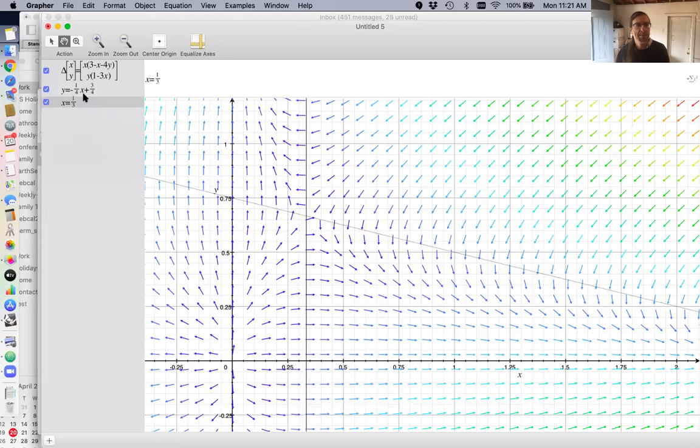There's the other one. Right, so there are those two nullclines. And you can see they intersect right there where the vector field is doing some funny stuff, right? Because that's where the equilibrium point is. And it looks from this picture now that it's pretty clear that that equilibrium point is a saddle, right? Because you've got things coming at it from two different directions and things leaving it from two different directions.